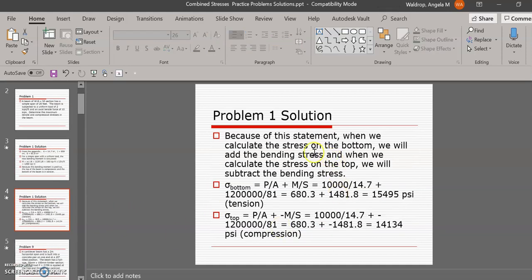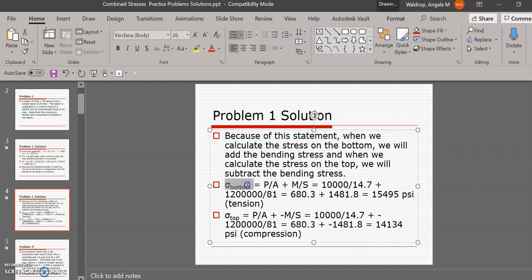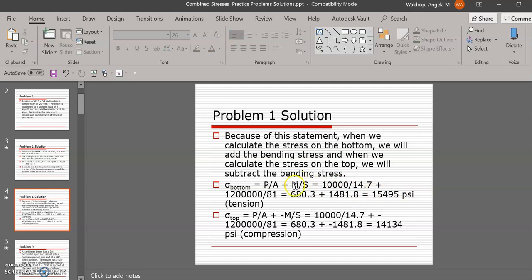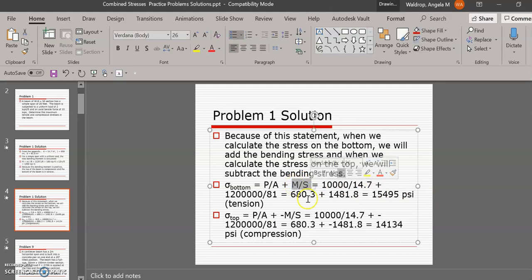Okay, then what we're going to do is calculate the stress on the bottom, and then we'll calculate the stress on the top. You'll notice that the normal stress is positive here because we're trying to pull it apart. It's in tension. For the bottom, that's positive here, and then this one is negative here, okay?